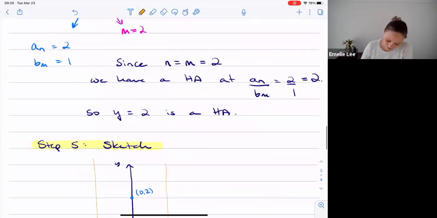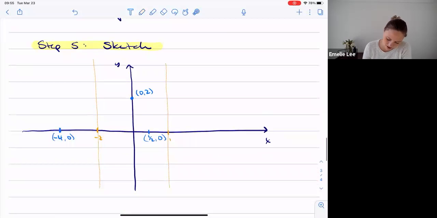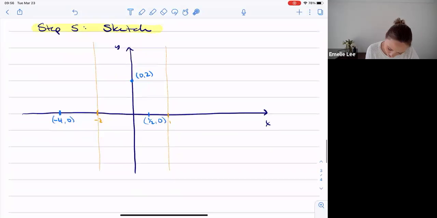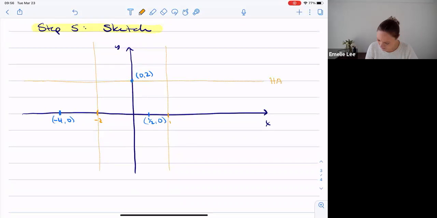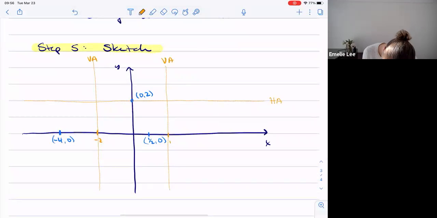Okay, so our horizontal asymptote was at y equals 2, which happens to be our y-intercept as well. Let me just check to make sure. Sorry. Okay. All right. So at y equals 2, again, we've got this horizontal asymptote. And here we have vertical asymptotes. There.